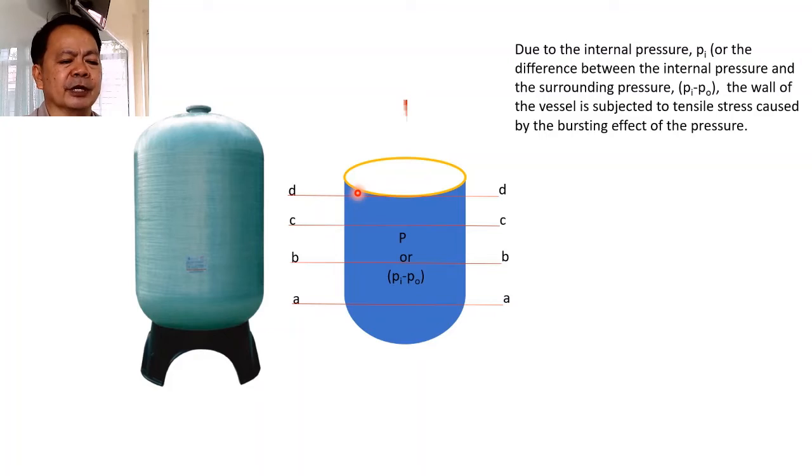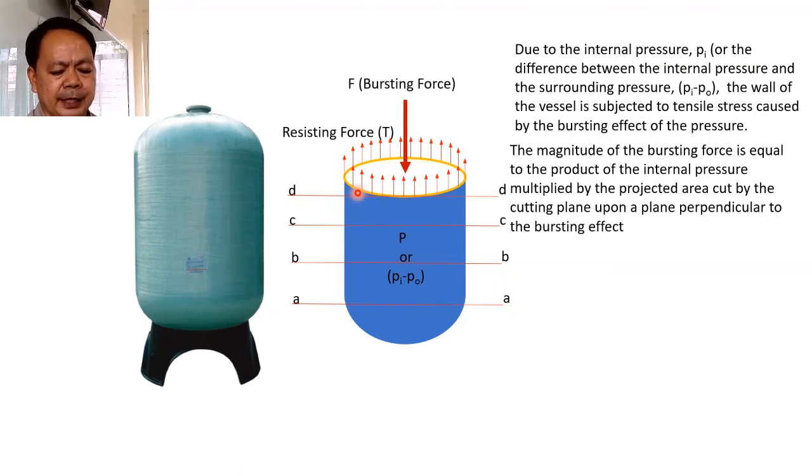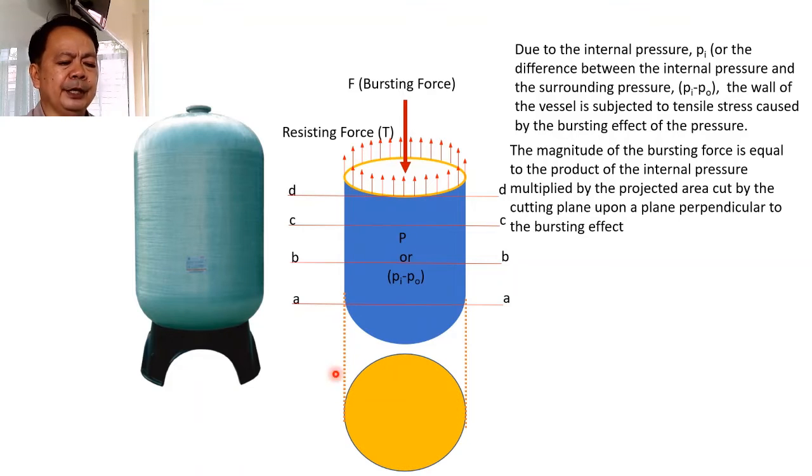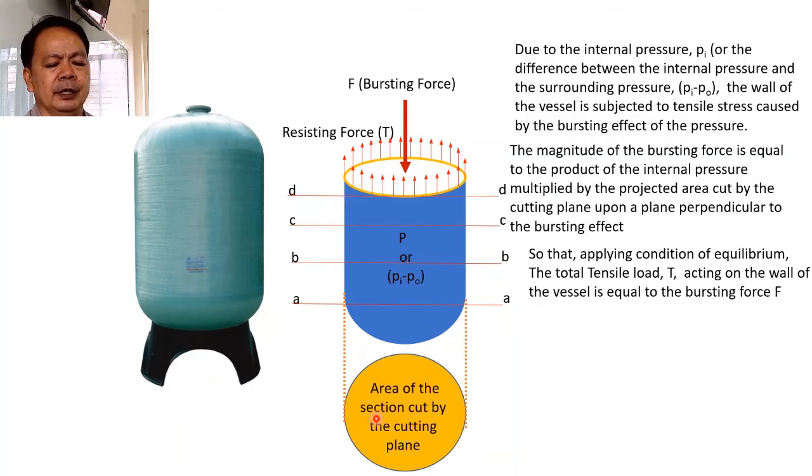Ito yung ating bursting effect na makikita. And that bursting effect or bursting force shall be equal to the area. Now, how do we compute for this bursting force? Pakita natin yung area. Ito yung area, in the form of a circle having a diameter equal to D. Now, the magnitude of this bursting force is equal to the product of the pressure multiplied by this area. If we are going to apply the condition of equilibrium, therefore this T shall be equal to that of the bursting F.